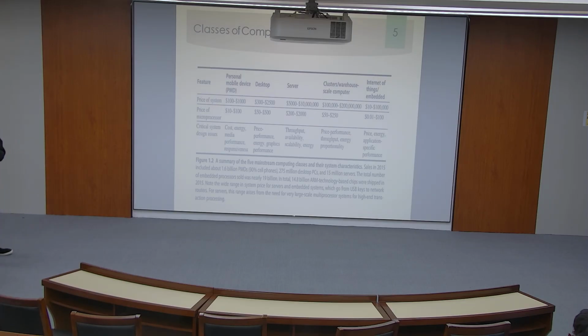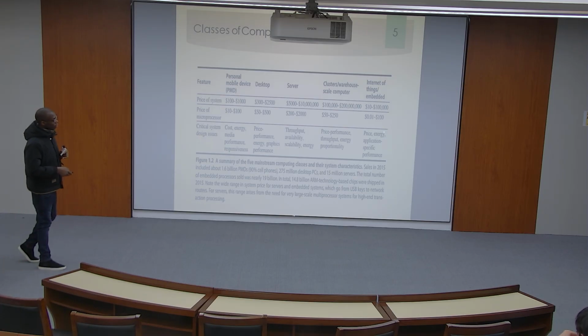So we need availability for the server class of computers to make sure that they will be available and provide the services to our computers called the client. So availability is one of the critical system design issues linked with the server computer system. Now we have clusters. For them also we have price, performance, throughput, energy, and proportionality as critical system design issues.